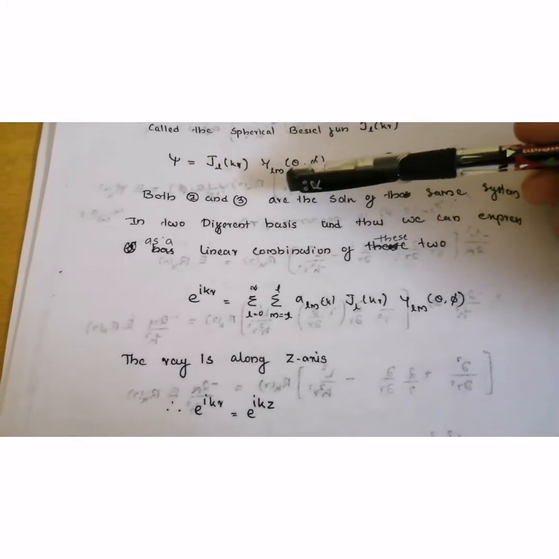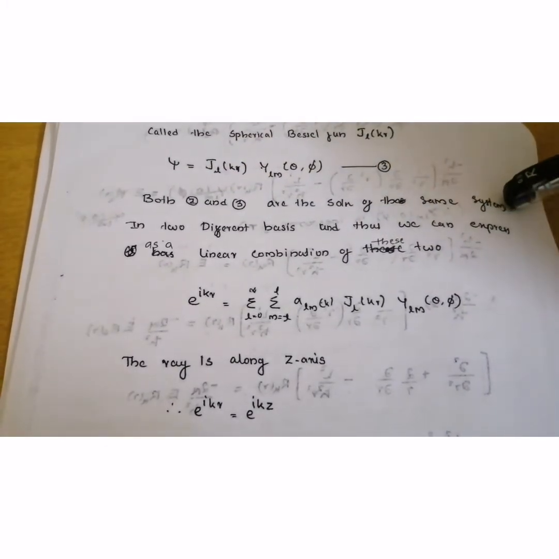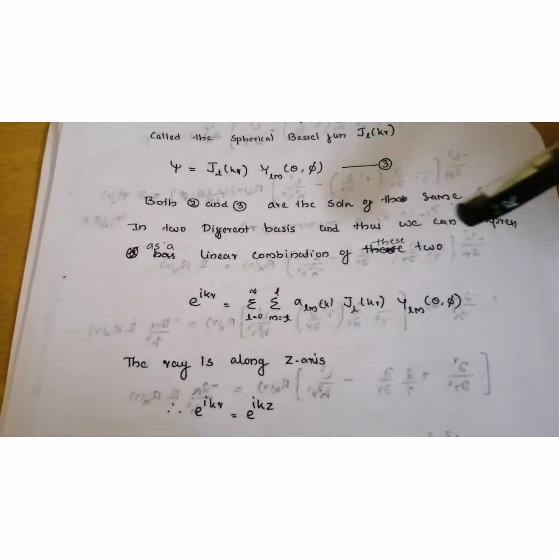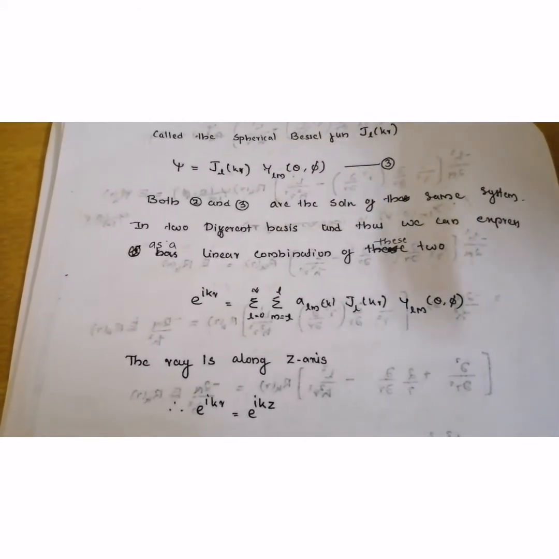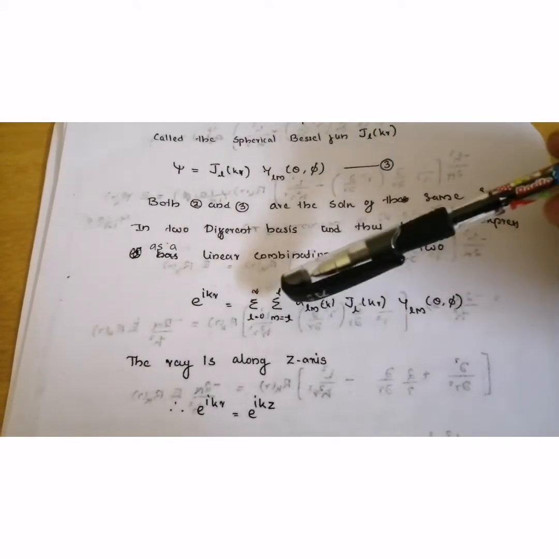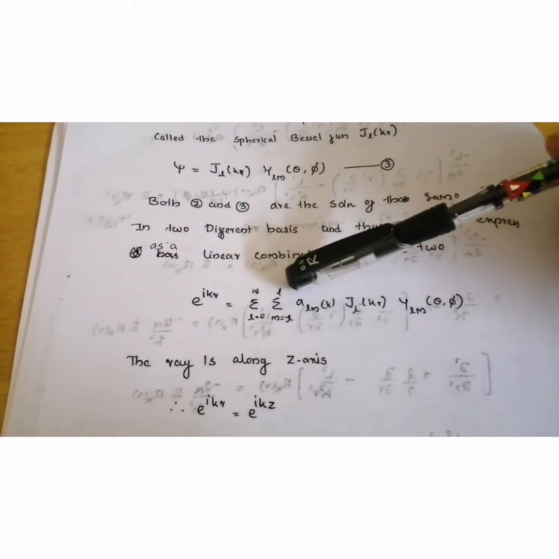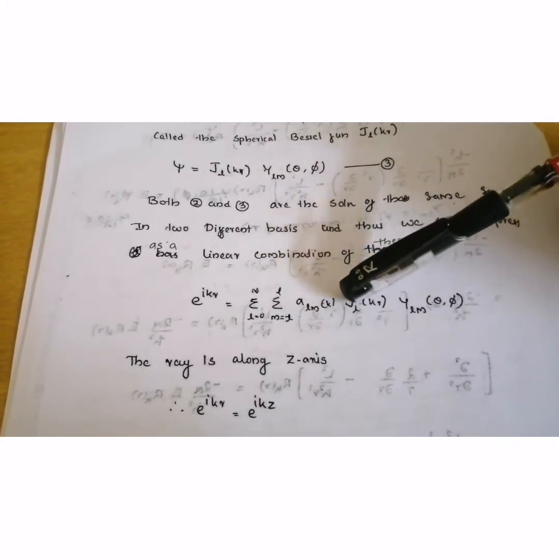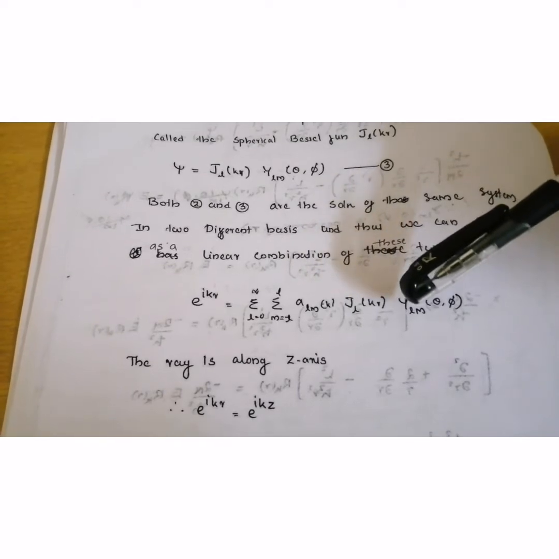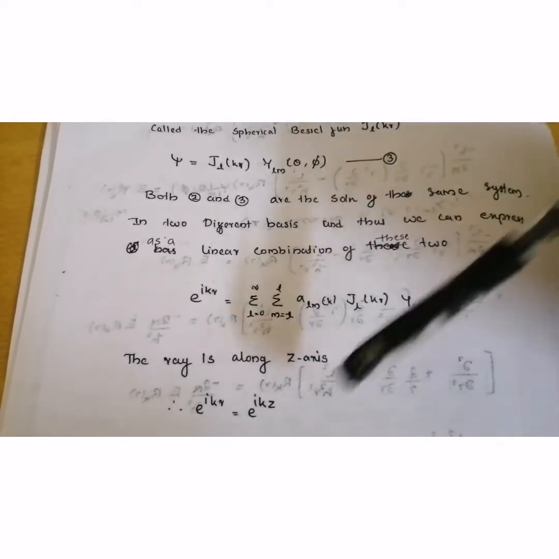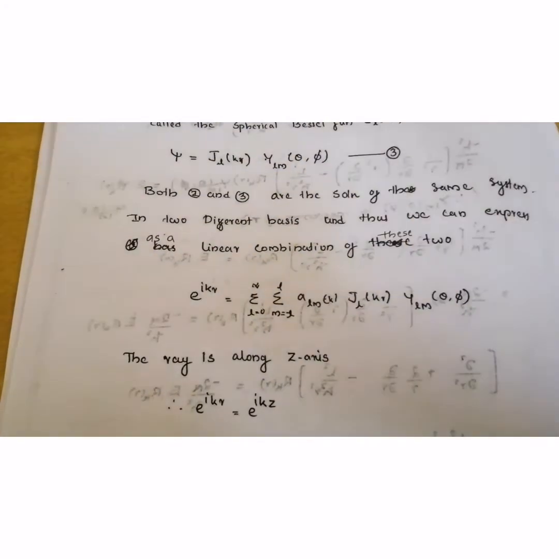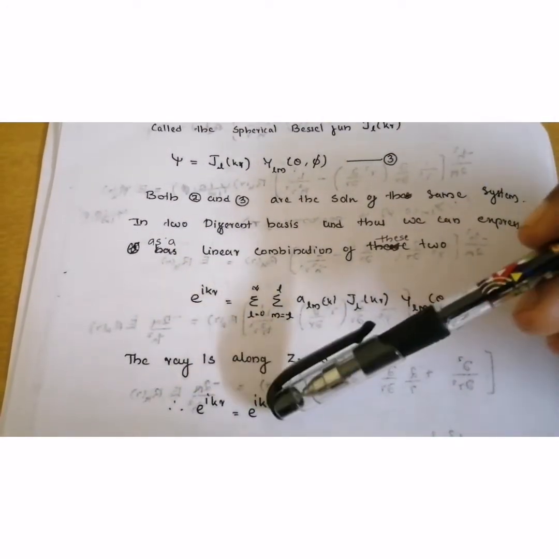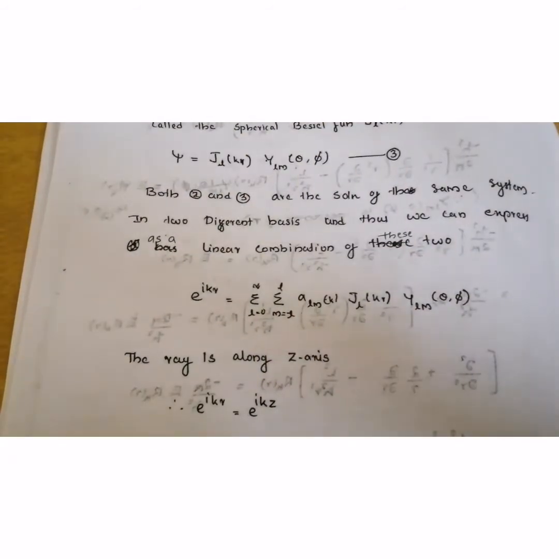Both 2 and 3 are the solutions of the same system, but in two different bases, and thus we can express one as a linear combination of these two. So the solution can be written as e^(ikr) equal to sigma L equal to 0 to infinity, sigma M equal to −L to L, A_LM(k) j_L(kr) Y_LM(θ,φ). The ray is along the z axis, so we can write e^(ikr) equal to e^(ikz).